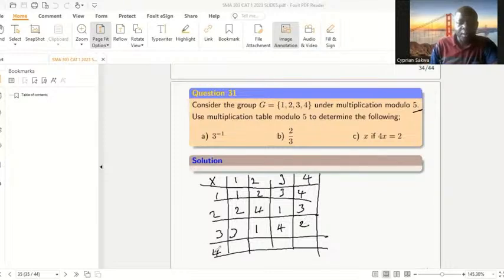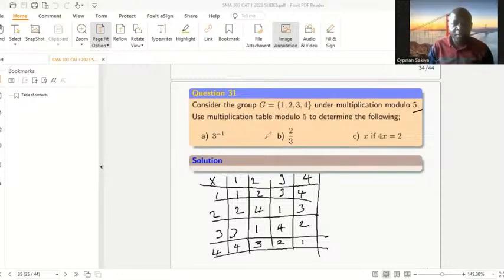Then let's do 4 by 1, that would be 4. 4 by 2 would be 8, mod 5, which is 3. And then 4 by 3 is 12, mod 5, that would be 2. Then 4 by 4 is 16, mod 5, that is 1. So this is the multiplication table, modulo 5.